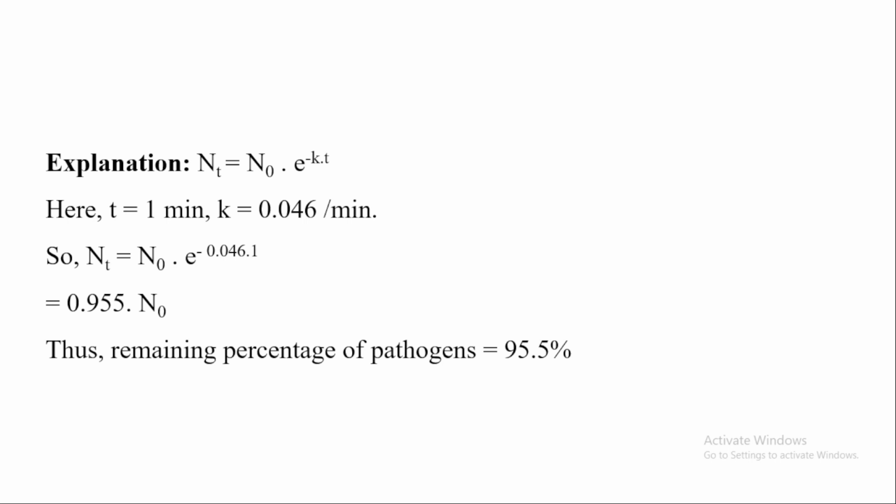It is minus K into T, right? So it is 0.046 into 1. That dot resembles a multiplication sign, not the decimal sign. So 0.046 into 1 is basically 0.046. So e to the power of minus 0.046, if you calculate that, you will get 0.955. 0.955 into N0. That dot is again between N0 and 0.955. That dot resembles a multiplication sign. Okay.